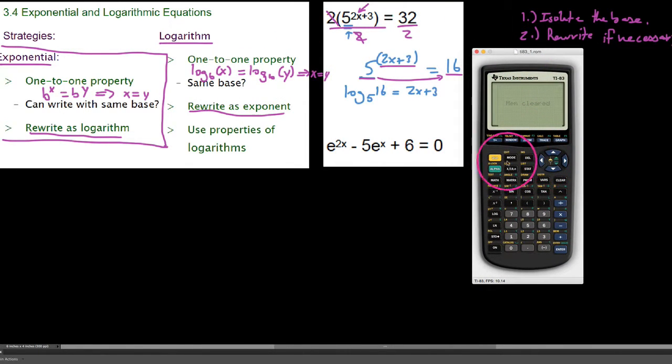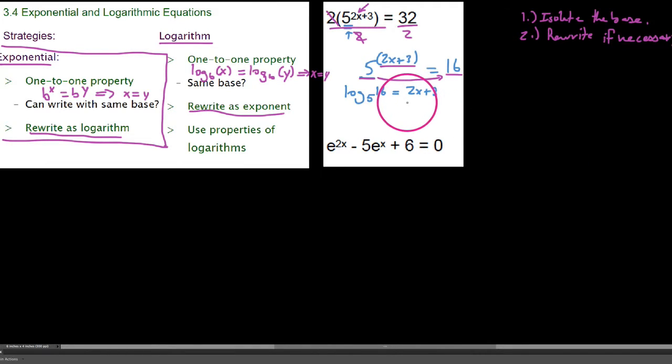What we could do is subtract 3 from both sides, which is going to be our next step here. I'm just trying to get ourselves set up. Okay, so we're going to subtract 3 from both sides of this equation now that we've got x on the ground and we're solving for x. We would say then 2x would be equal to log base 5 of 16 minus 3. And then the last thing we would do is divide everything here by 2.